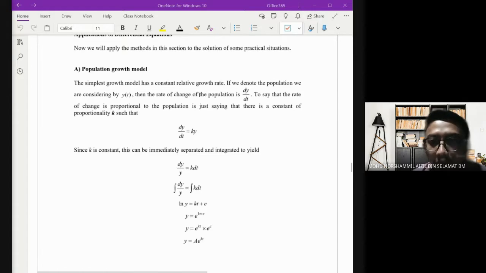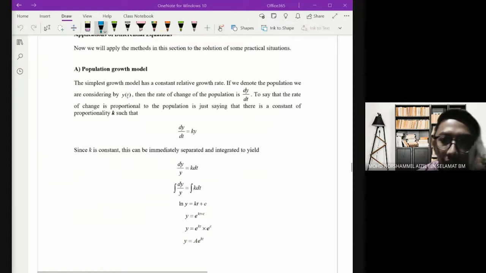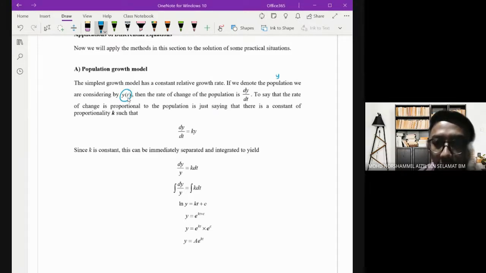Okay, so the simplest growth model has a constant relative growth rate if we denote the population we are considering by y(t). Okay, dalam case ni kalau kita denote population as y, then the rate of change ni always d something over dt. Rate of change of the population is dy over dt, because we consider population to be y just now. So dy over dt lah.